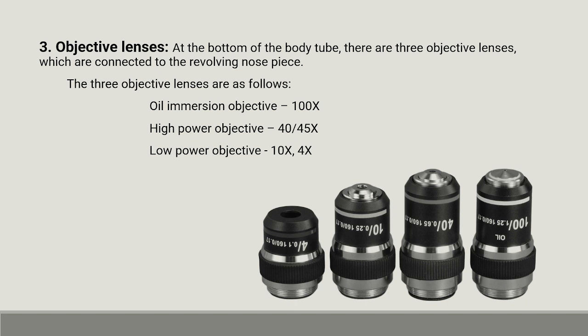At the bottom of the body tube, there are three objective lenses which are connected to the revolving nose piece. They are embedded in the holes of the nose piece. The objective lenses are as follows. First is the oil immersion objective, which has a magnification power of 100x. The high power objective is 40x in some compound microscopes, and in some old compound microscopes the magnification power is 45x. The low power objective is 10x, and the very low power objective is 4x.